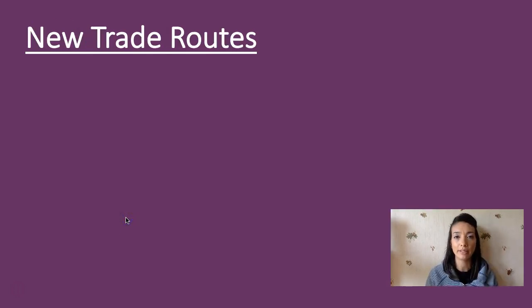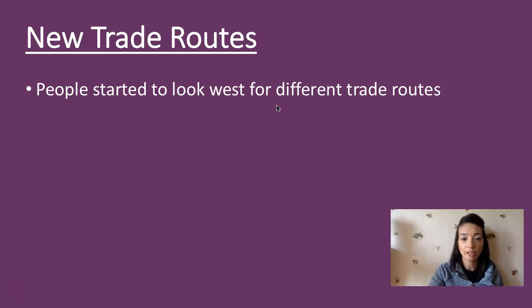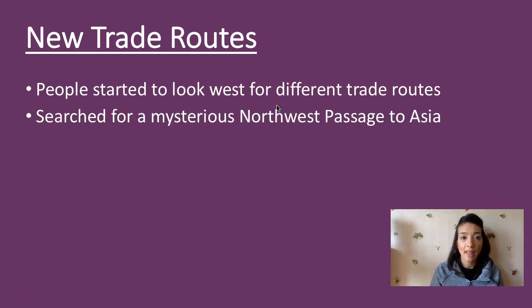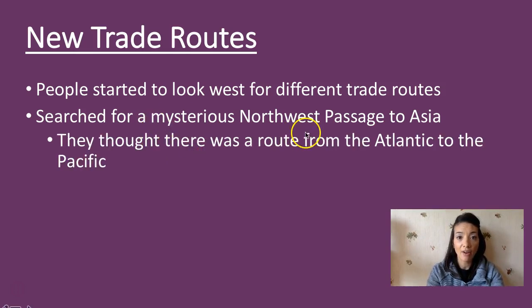And our third reason for why colonists came to the United States or America is that they were starting to look west for different trade routes. So if you are able to find a new route for different items of trade and you're able to control that trade route, that means that you are pretty darn powerful. Okay. There were some of them that were in search of a mysterious northwest passage to Asia. And why I use the word mysterious is because they didn't know that it was actually there. They just thought that there was a route from the Atlantic Ocean to the Pacific.